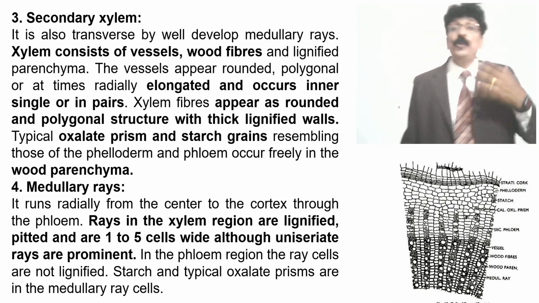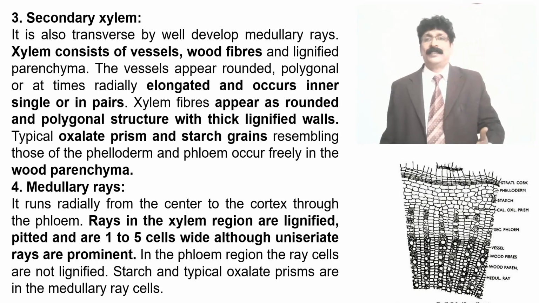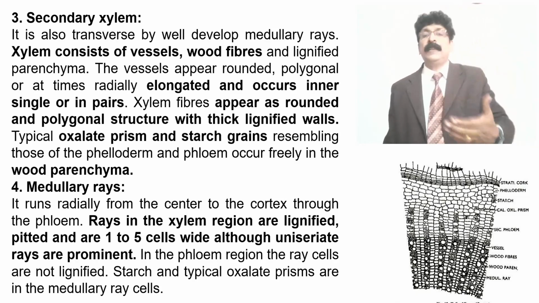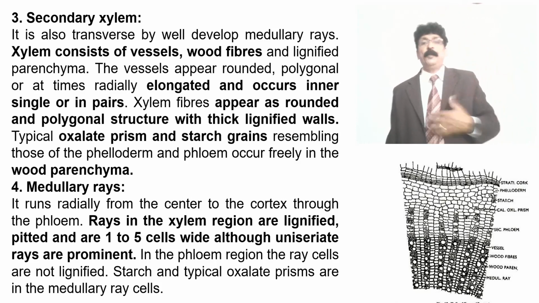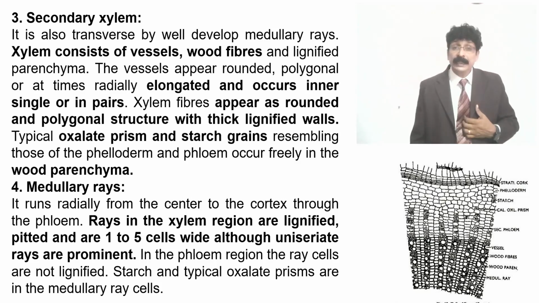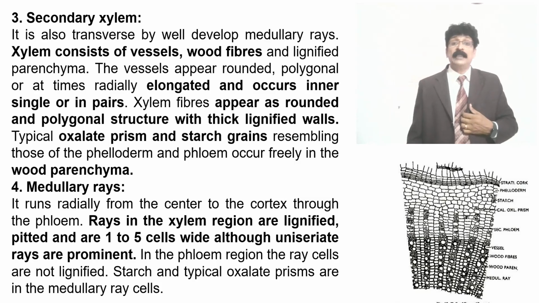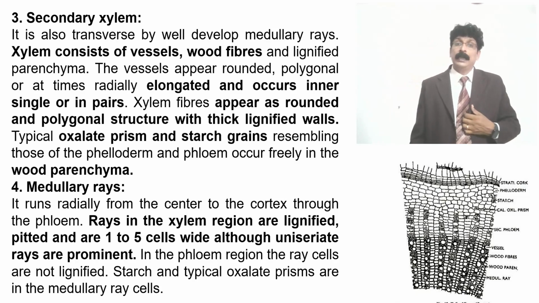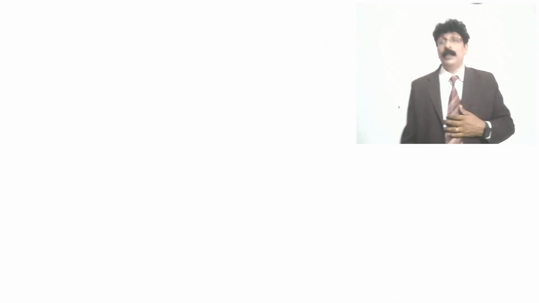So you know that phloem, then xylem. In the phloem area it will be unlignified; when it comes to the xylem area, it will be lignified. In the phloem region the ray cells are not lignified. Starch and typical calcium oxalate prisms are in the medullary ray cells.